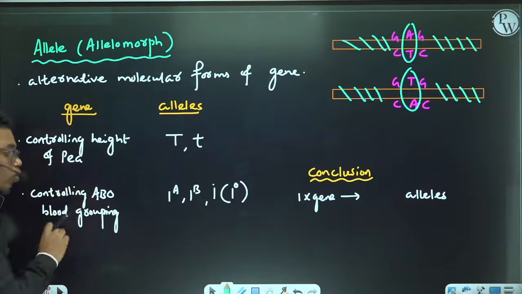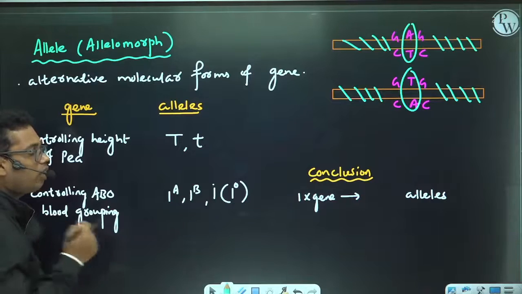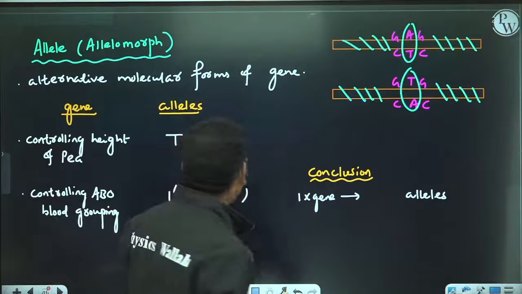Here the gene controlling the ABO blood grouping in the case of human, I am having one gene, and that one gene will have three different alleles. So I can say one gene may have two or more alleles.